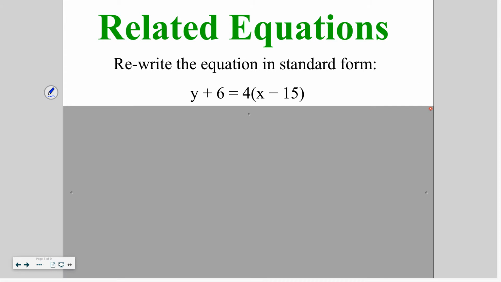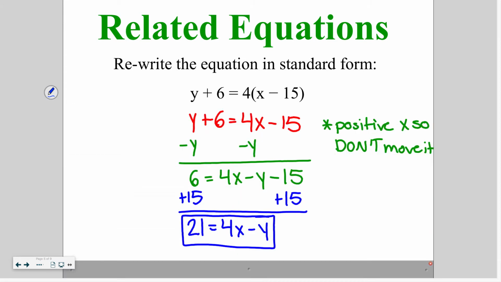Go ahead and try this one on your own. Since x was positive this time, we did not want to move it so that 4x stays put. Subtracting the y from both sides and then adding 15 gives us 21 equals 4x minus y, or if you rewrote that to say 4x minus y is equal to 21, that is the exact same answer.